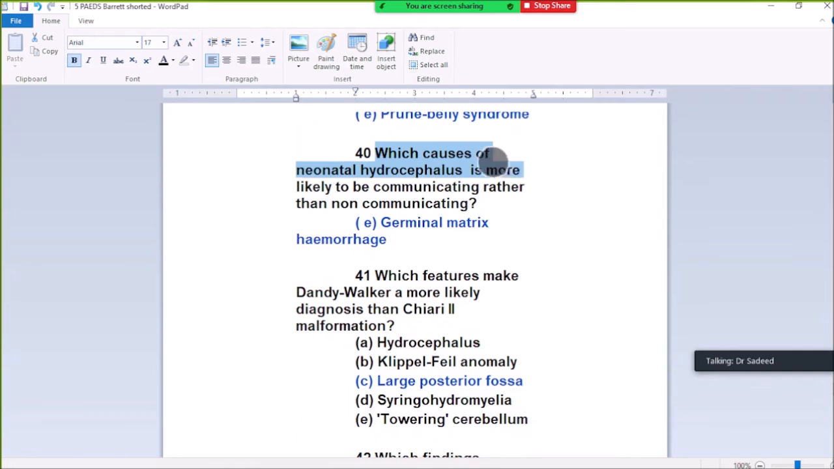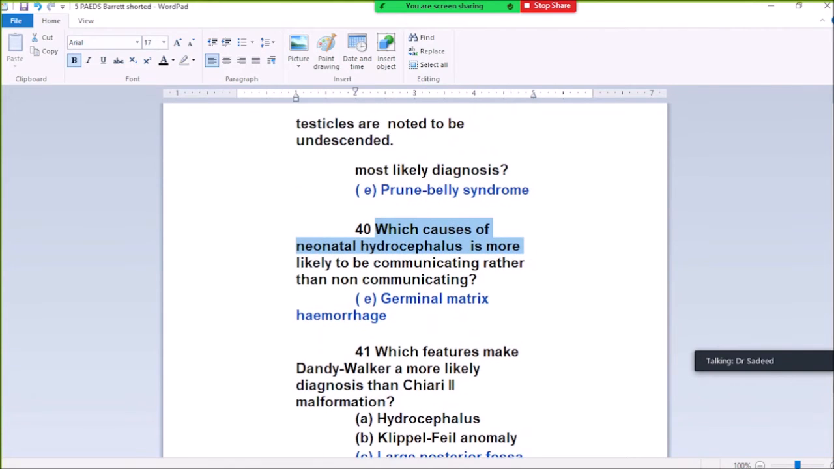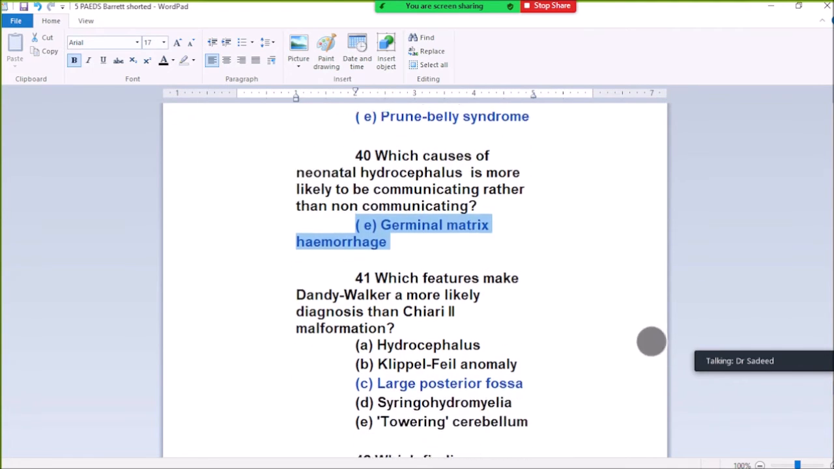40. Which cause of neonatal hydrocephalus is more likely to be communicating rather than non-communicating? Germinal matrix hemorrhage. Neonatal hydrocephalus due to germinal matrix hemorrhage is communicating.